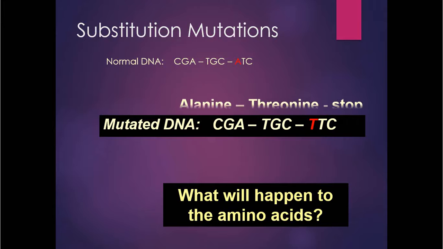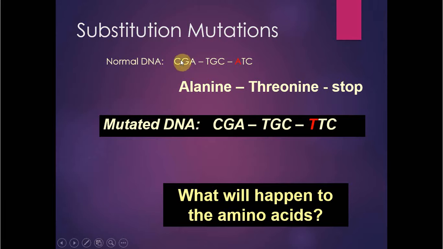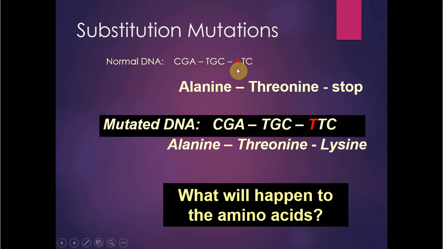What will be the result? For example, CGA codes for alanine, TGC codes for threonine, and ATC codes for none. So if the mutation occurs, instead of A, T comes. So now the mutated DNA will code for CGA, which codes for alanine, TGC, which codes for threonine, and this replaced DNA will now become TTC, which codes for lysine.